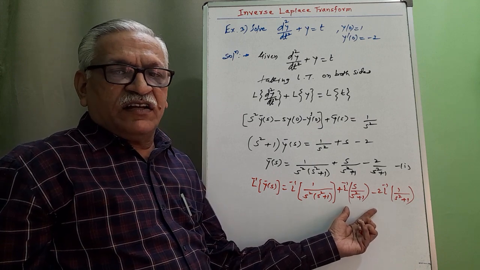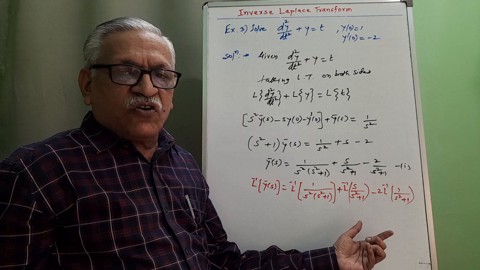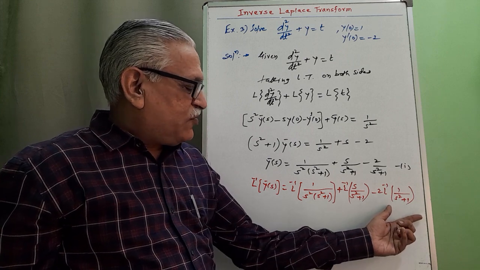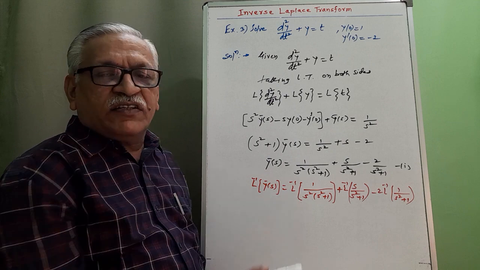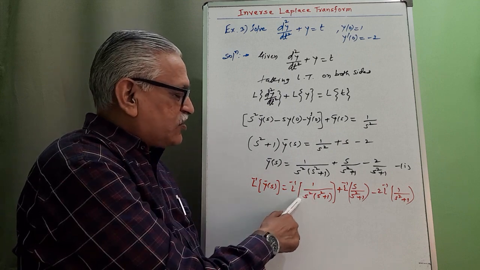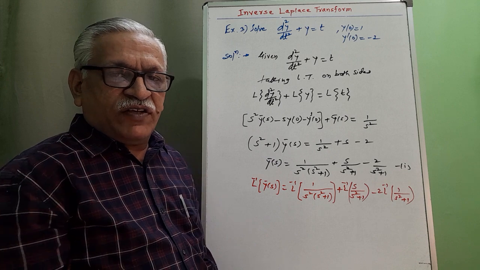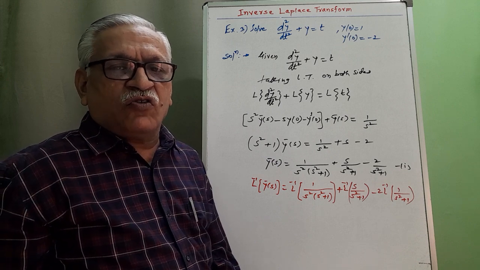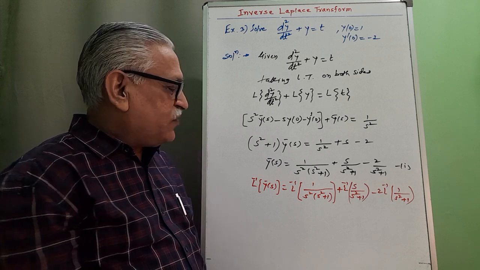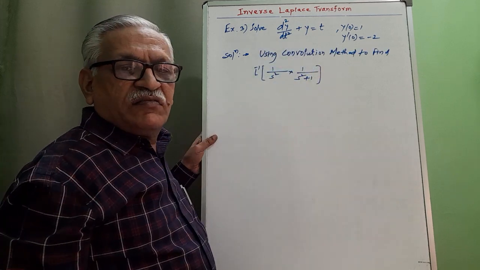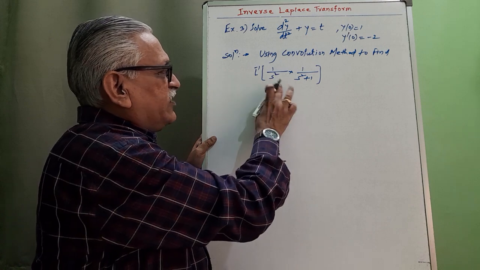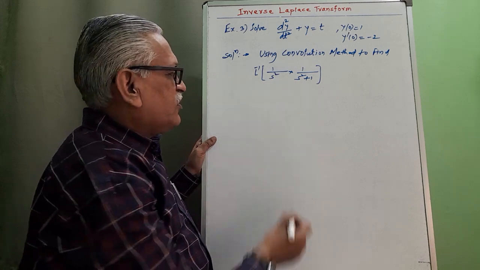Standard result, inverse of s upon s square plus 1 is cos t, inverse of 1 upon s square plus 1 is sine t. And where to determine this inverse? Here it is the product of two functions of s. Therefore, applying convolution technique or method to find the inverse of this product of two terms.